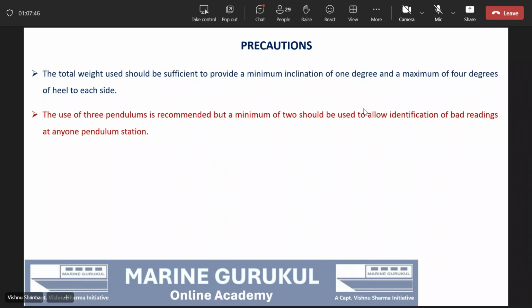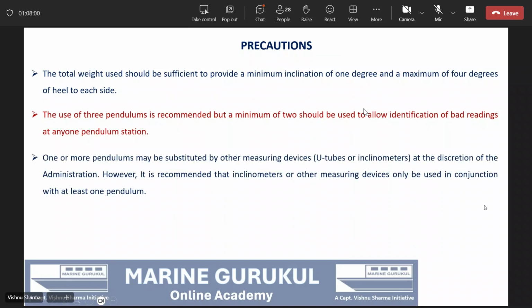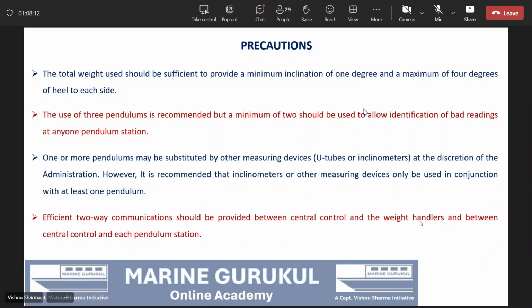The use of 3 pendulums is recommended, but a minimum of 2 should be used to allow identification of bad readings at any one pendulum station. So they ideally recommend 3 pendulums. 1 or more pendulums may be substituted by alternate devices. However, it is recommended that at least 1 pendulum should still be there. Efficient two-way means of communication should be provided between central control room, the weight handlers, and the pendulum stations.